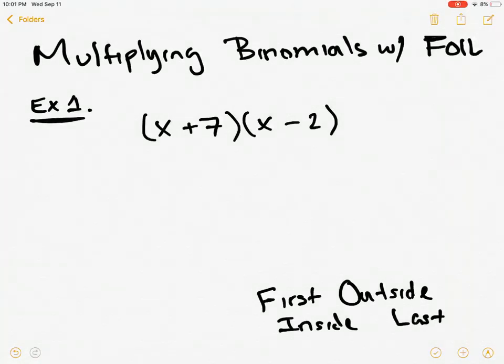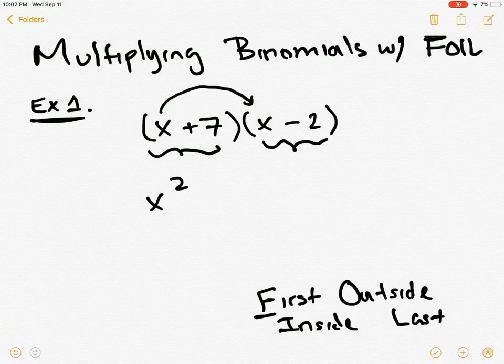These two are both binomials. They have two terms in them, and you notice that they'll have a variable term each time and then a constant term as well. So let's start by multiplying x plus 7 times x minus 2. We'll start with our first terms multiplied together: x times x, which gives you x squared.